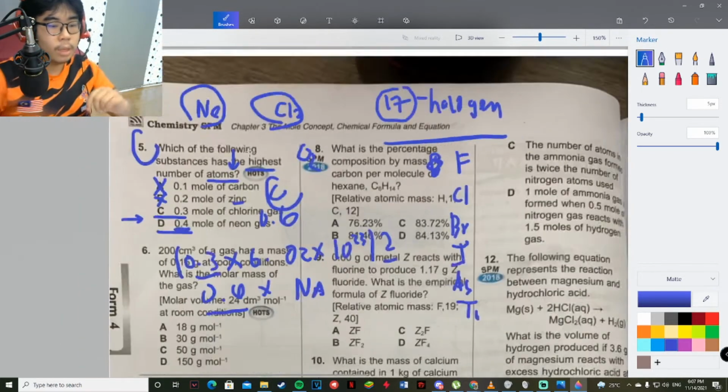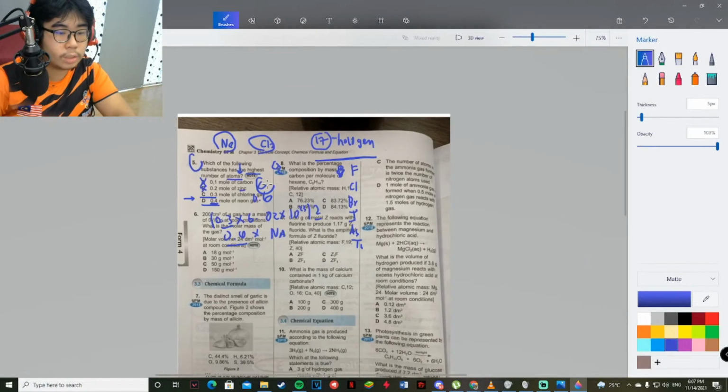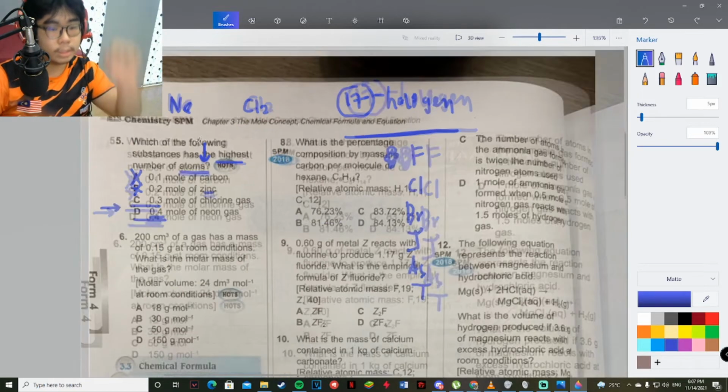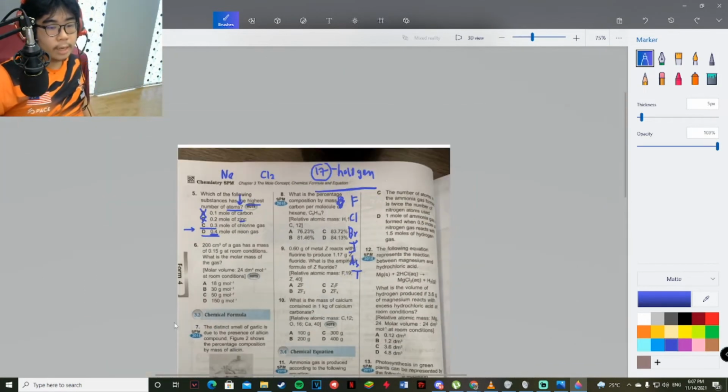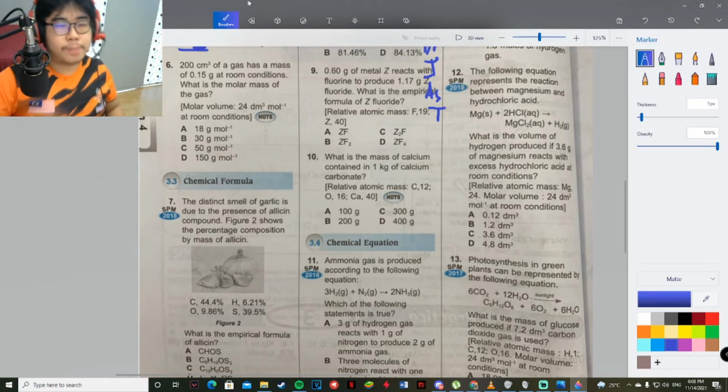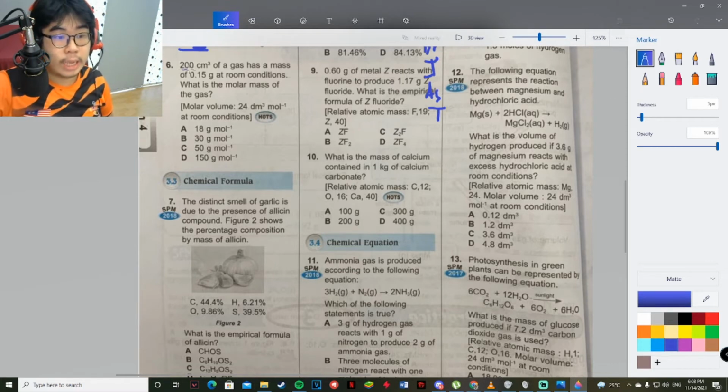So yeah, that's it. Let's go to the next question. Alright, so number 6. It says that 200 cm³ of a gas has a mass of 0.15 gram at room conditions, and what is the molar mass of the gas? So the important key point here is that 200 cm³ of gas has a mass of 0.15 gram at room conditions, and we want the molar mass of the gas.